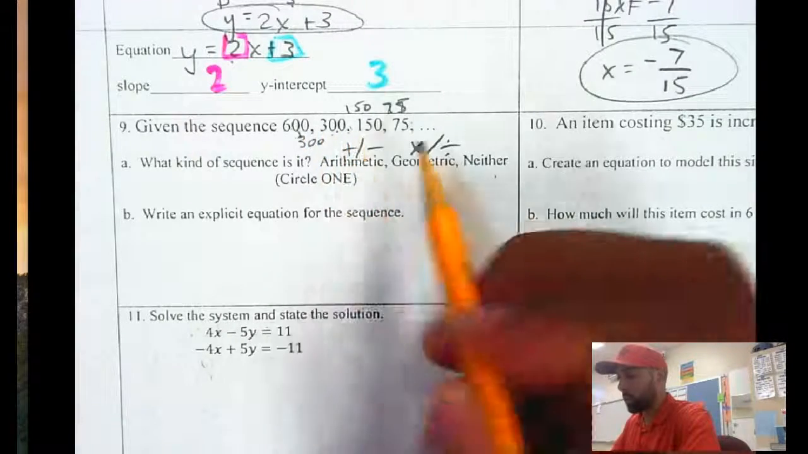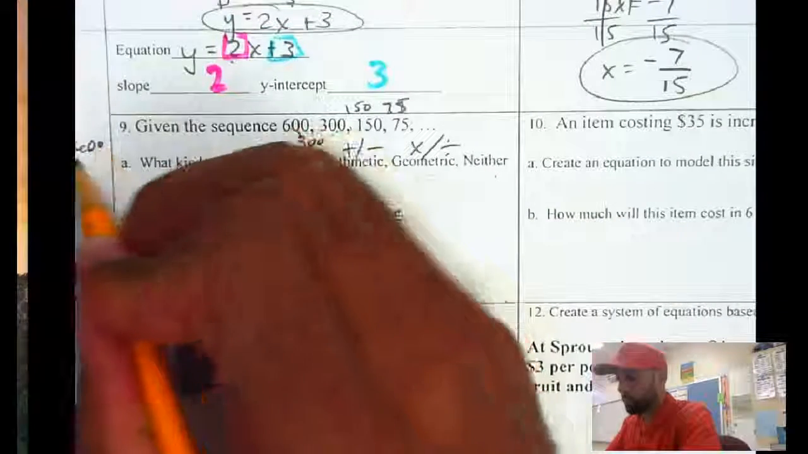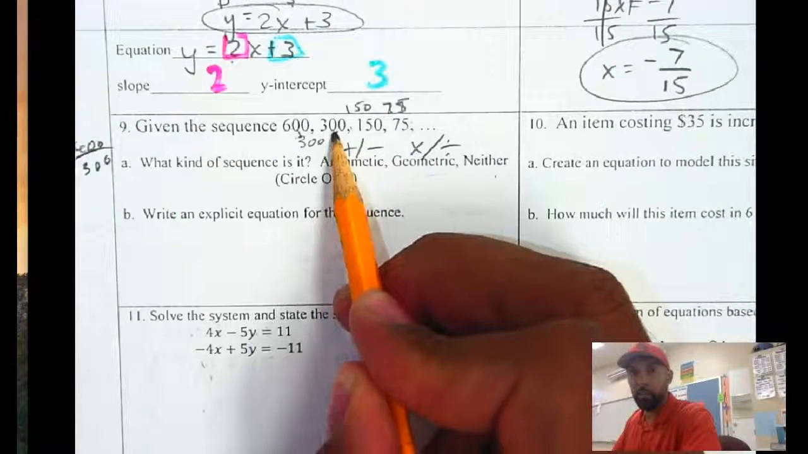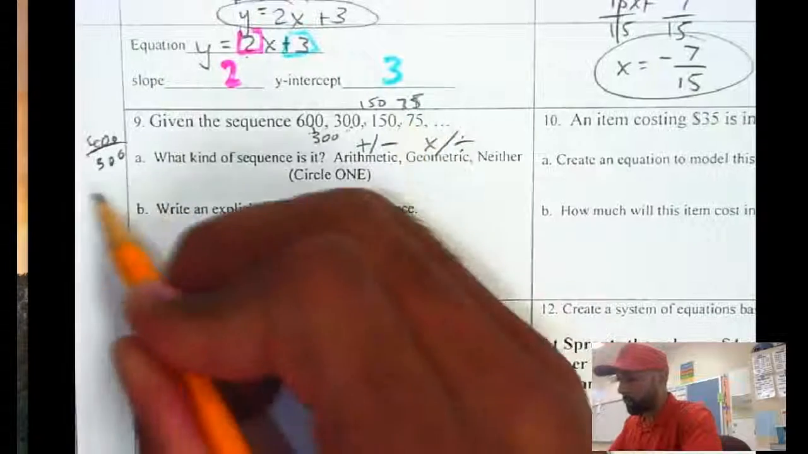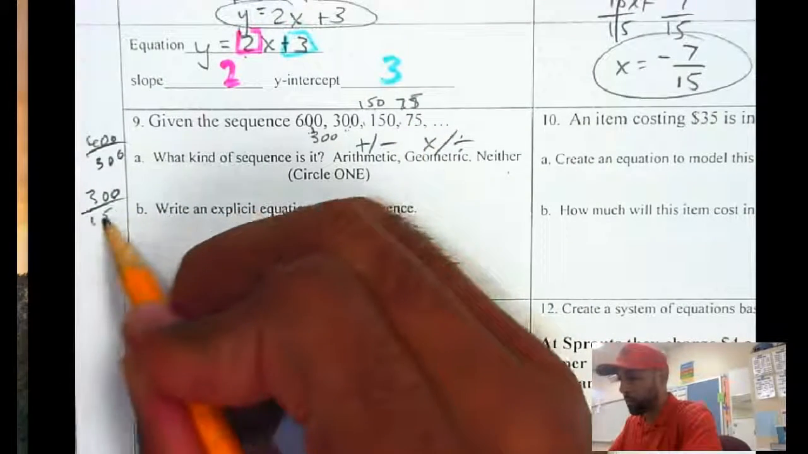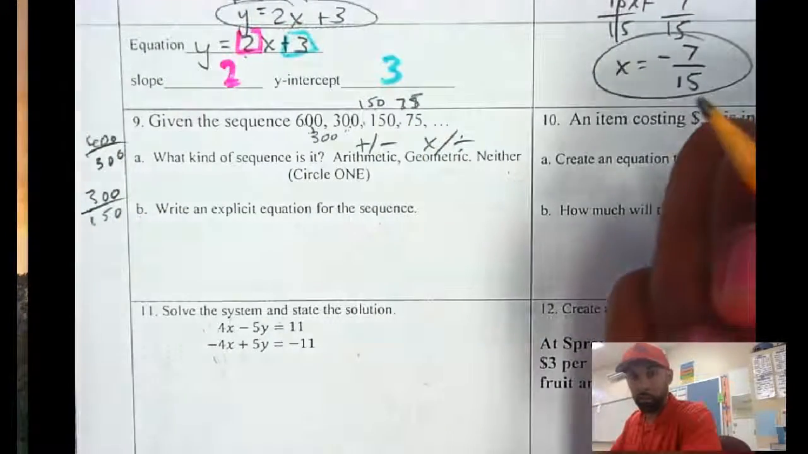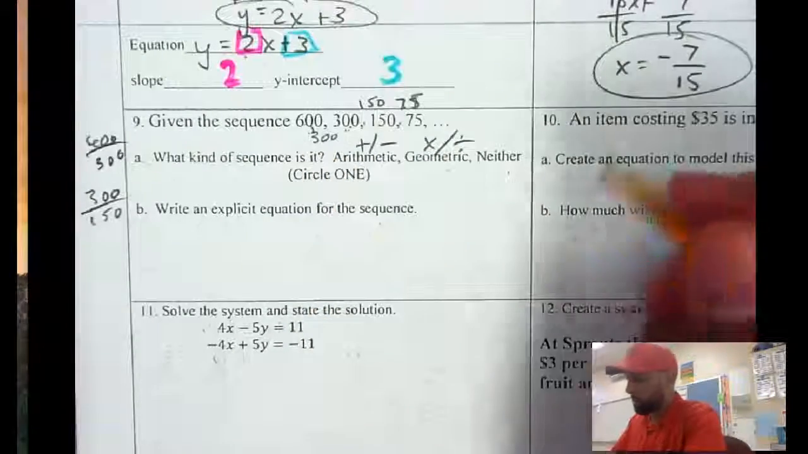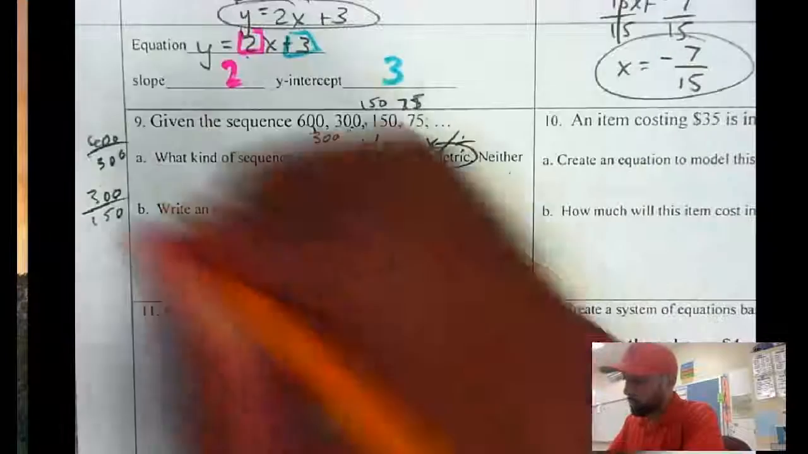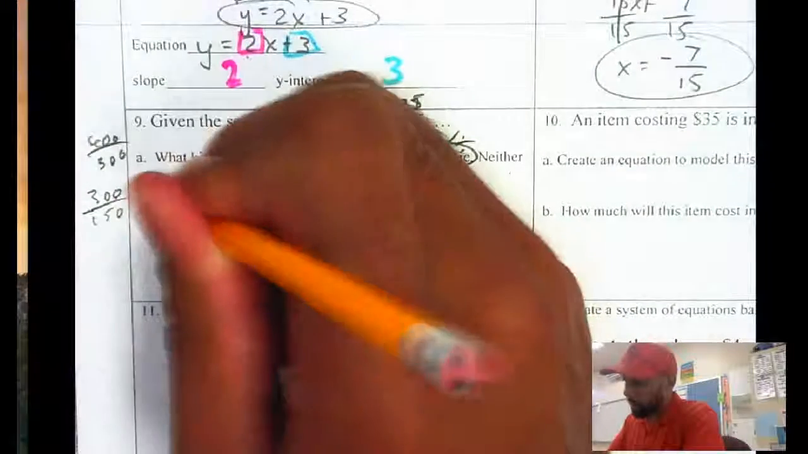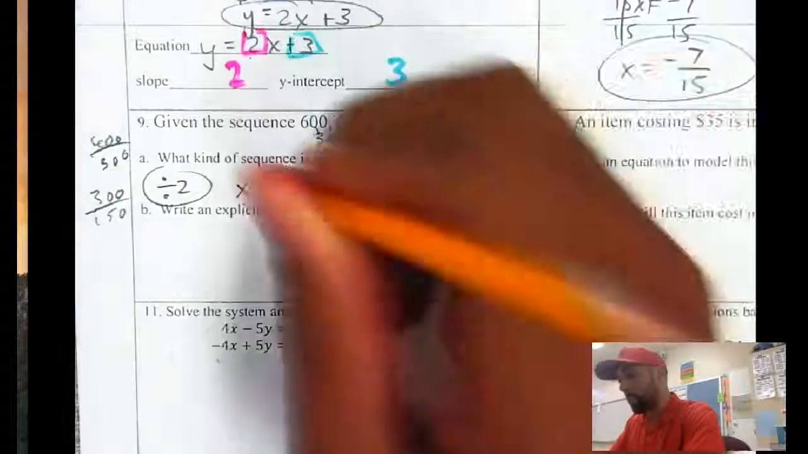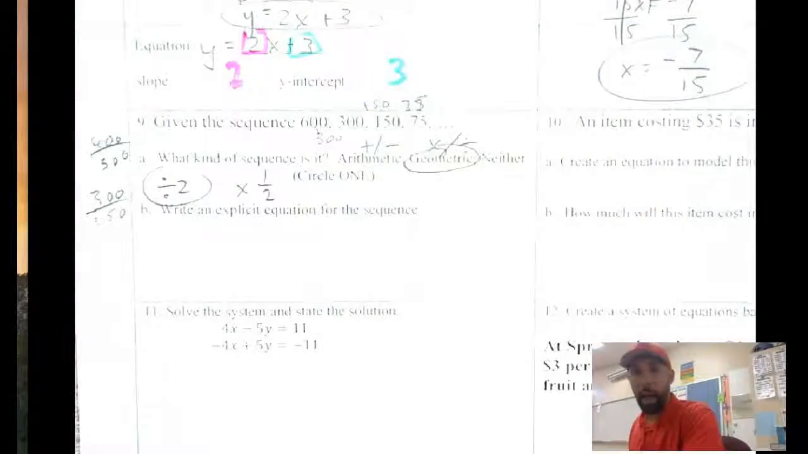So 600 divided by 300, well, that's 2. And then I take the next number divided by the number after that, 300 divided by 150, that's also 2. So what's happening here is we're dividing by 2. Okay? So this is going to be a geometric sequence. So you're dividing by 2, or remember, it's the same thing if you multiply by 1/2.